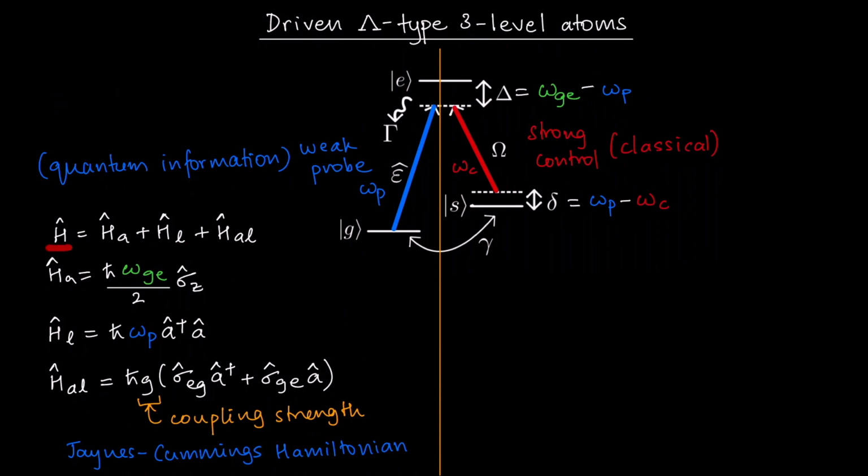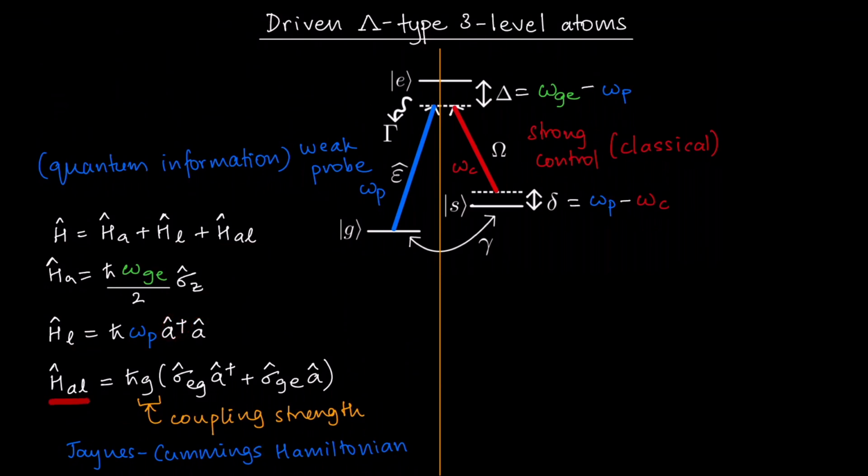The total Hamiltonian will comprise the Hamiltonian of the atom, the light, and the atom-light interaction. The Hamiltonian of the atom is pretty straightforward. It's the energy of the atomic states. The Hamiltonian of the light is also pretty simple, which is just the energy of the photons. This is the number operator. A here is the annihilation operator, A dagger is the creation operator for photons.